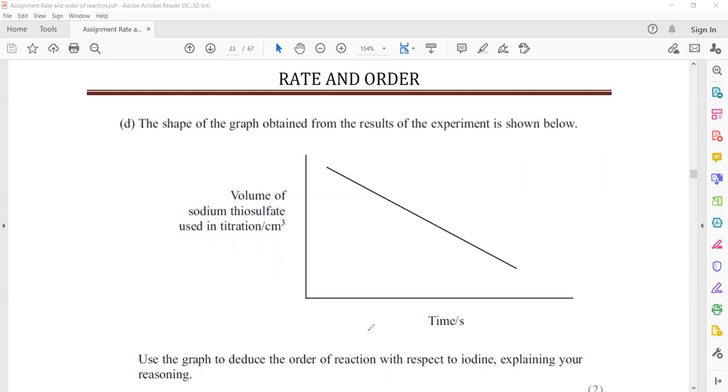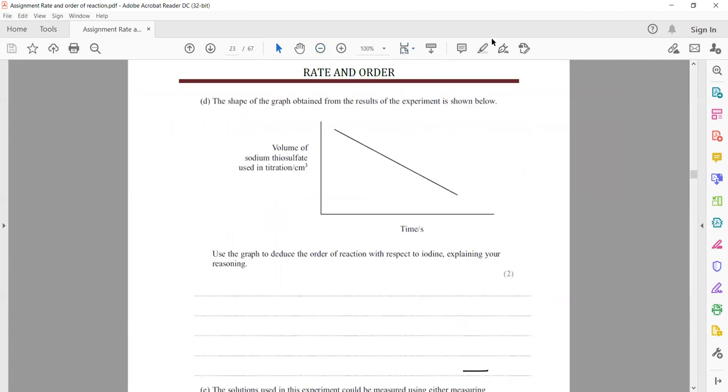Use the graph, deduce the order of reaction with respect to iodine and explain your reasoning. So if we have a volume, change in volume and time or concentration and time, a straight line graph. So what we can say first, what is the order of this reaction? 0. So this is zero order reaction. And the reason is that because the slope is constant or rate of change of iodine concentration does not change with time. So 1 mark is for mentioning this is a zero order reaction.